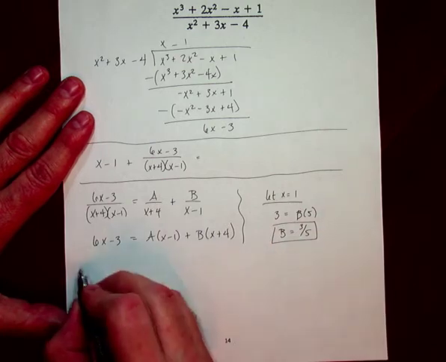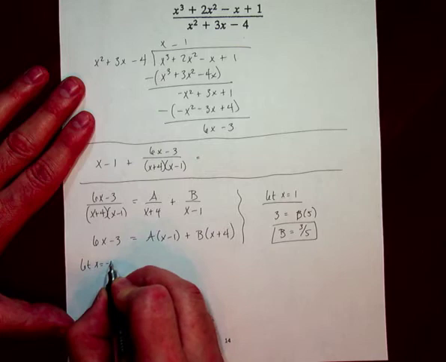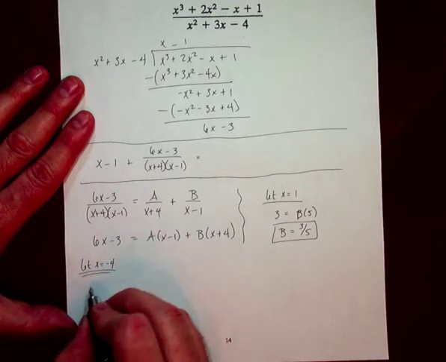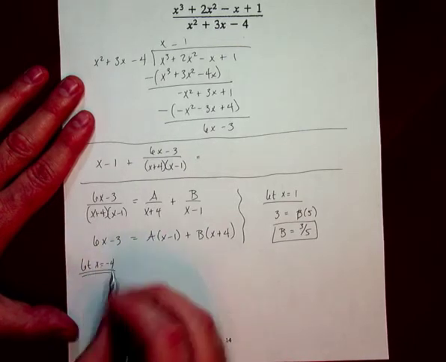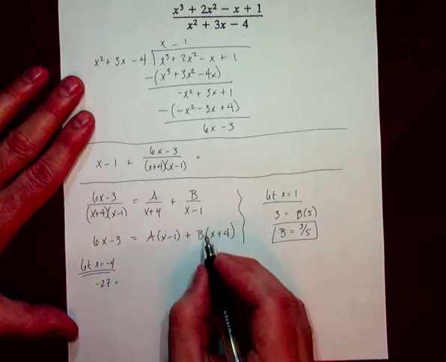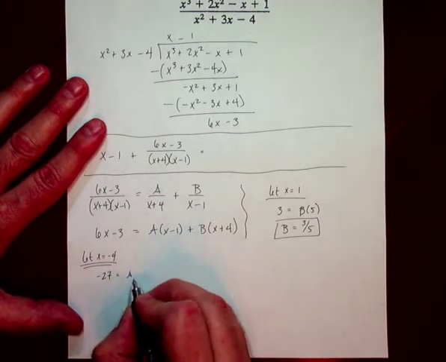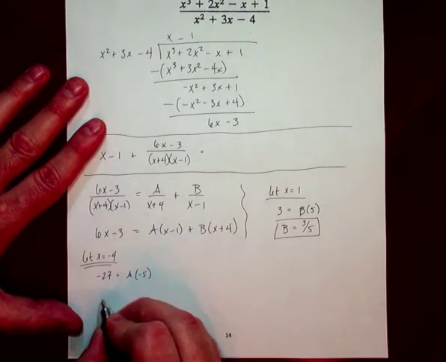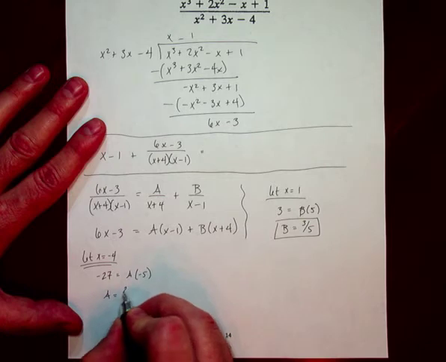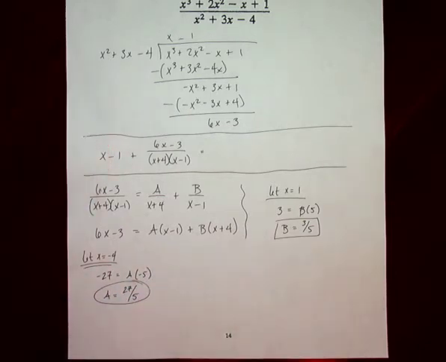So let's go ahead and let x equal -4 this time, right? And therefore, we put in -4 into here, we're going to get -27. Of course, this B term is going to go bye-bye, and we're going to get A times -5, and therefore A is equal to 27/5. Okay, well, you know, have the same denominator.